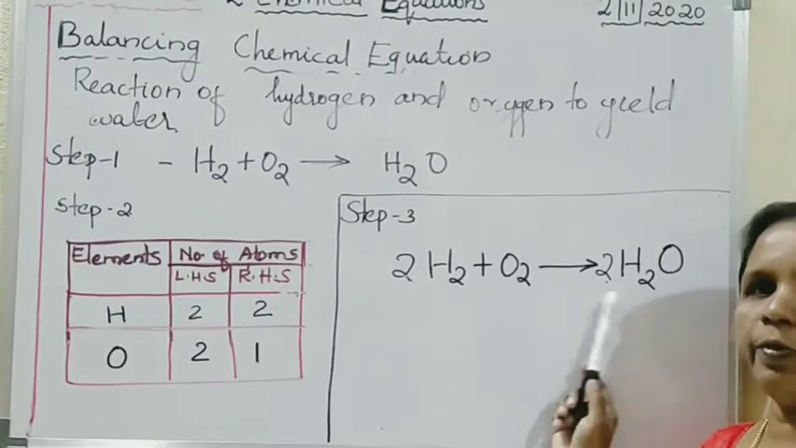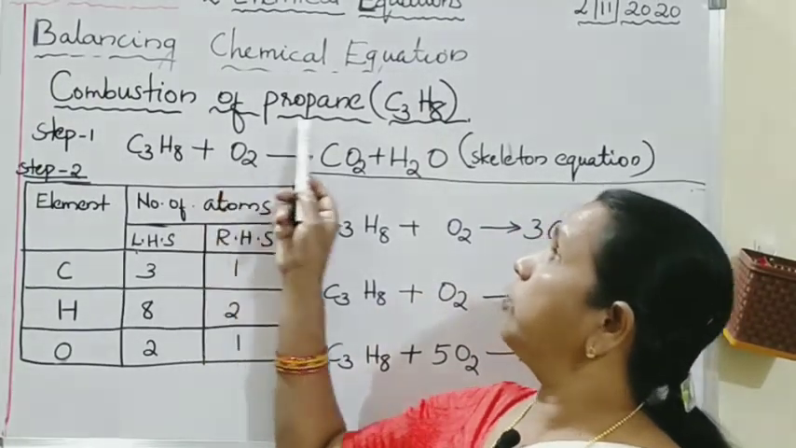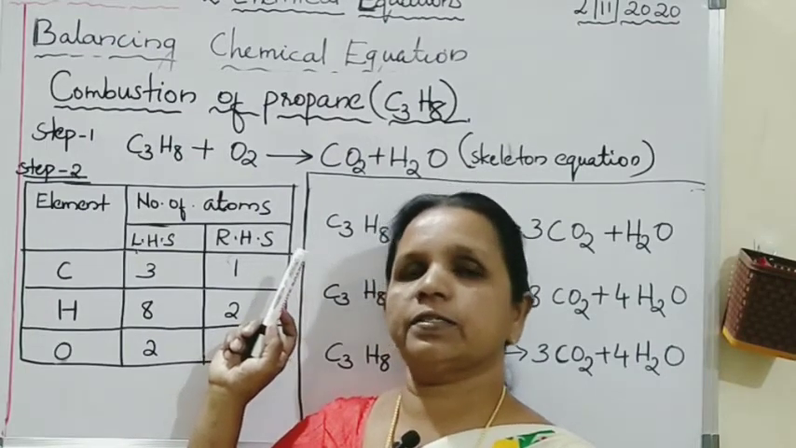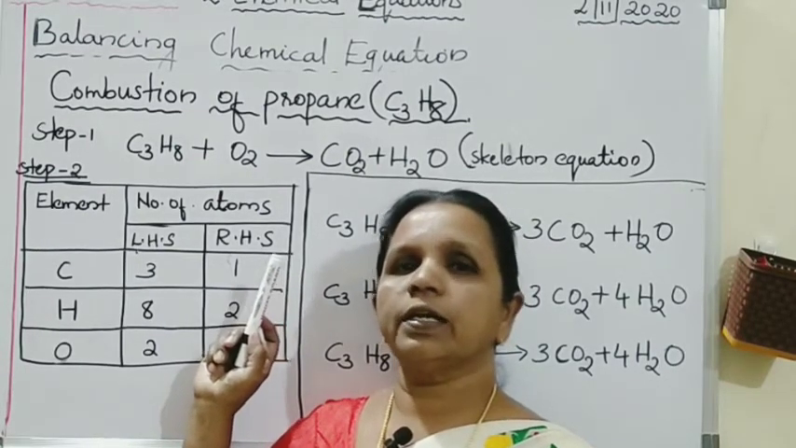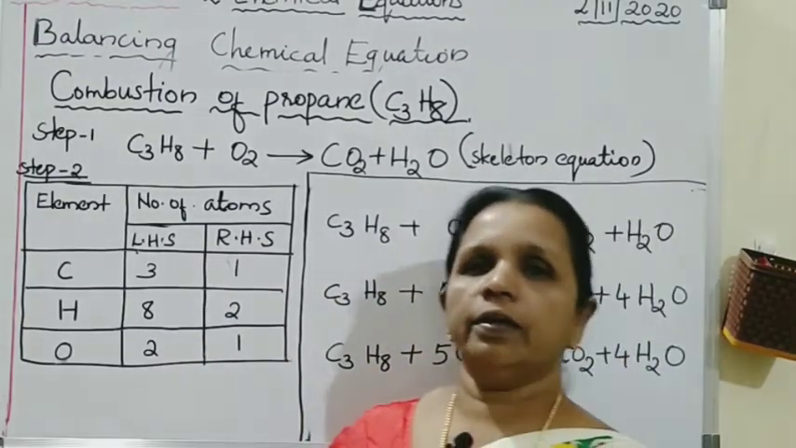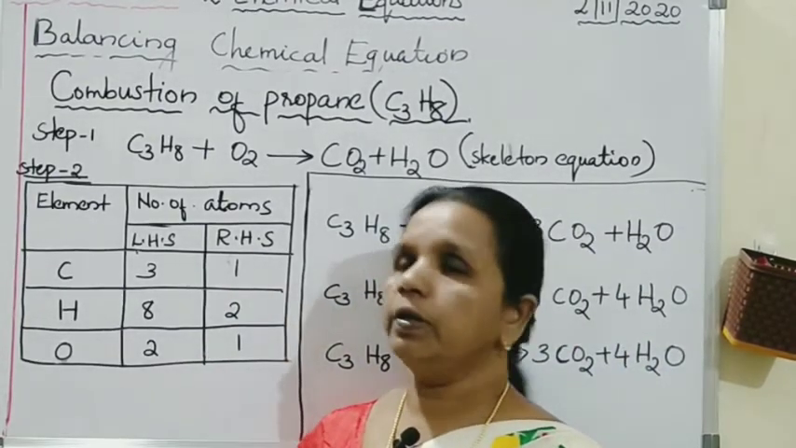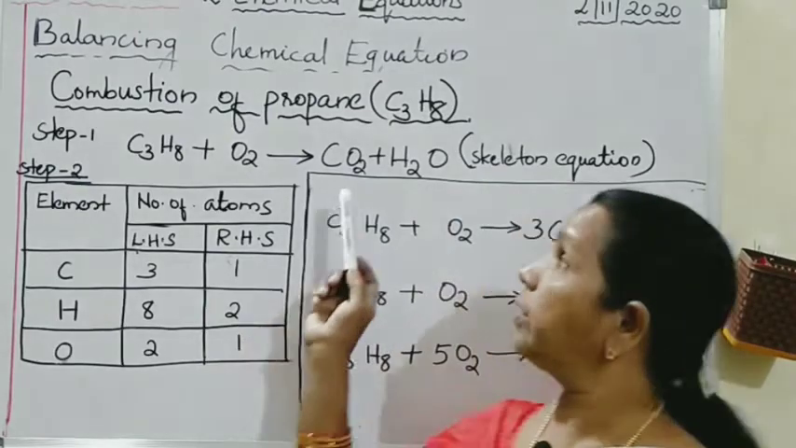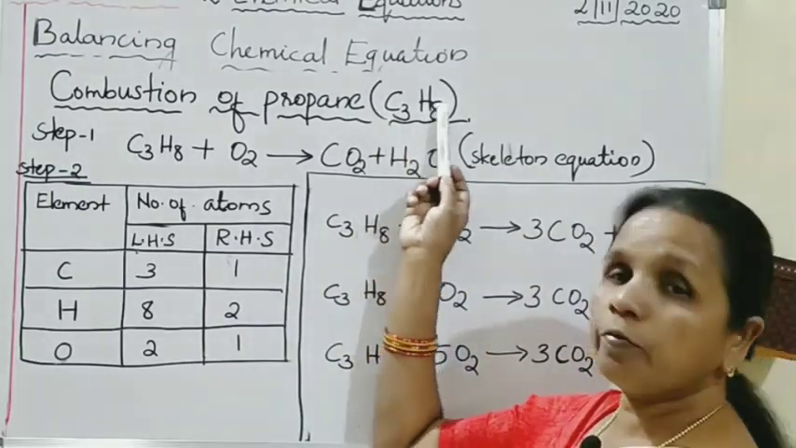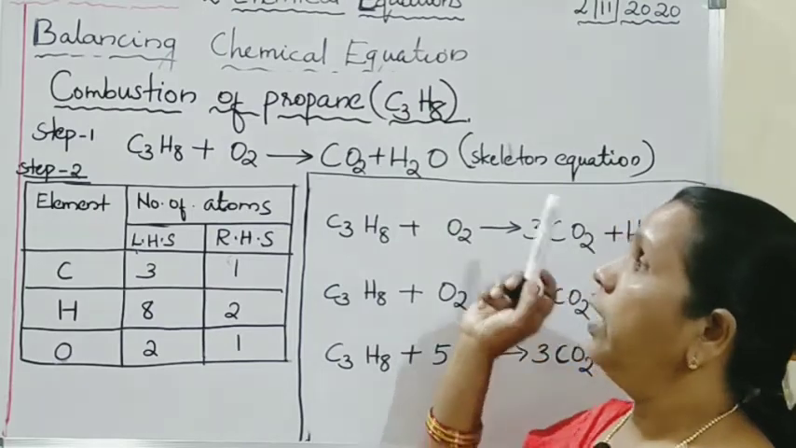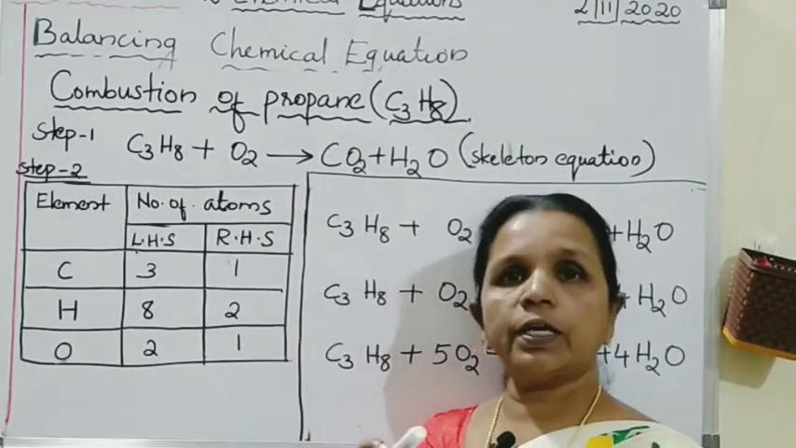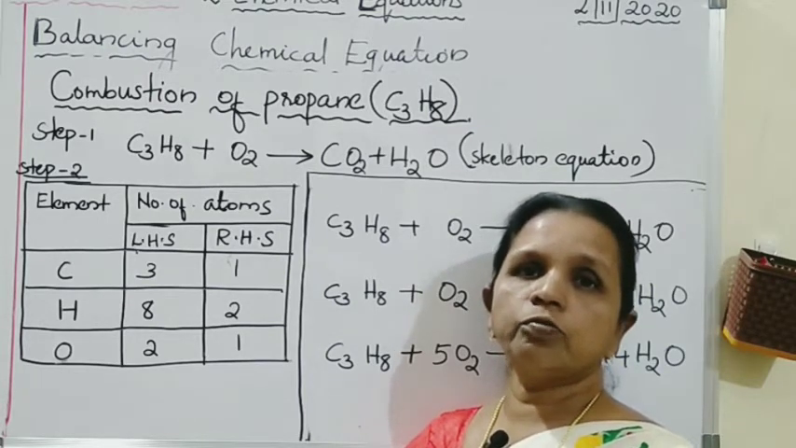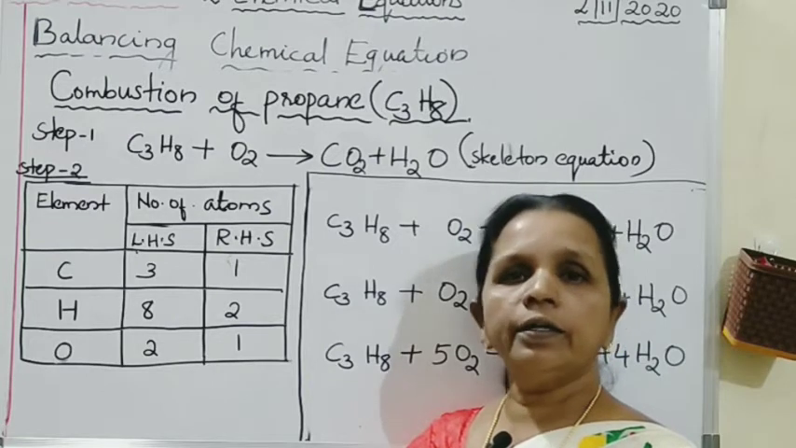Understood? Another example I will tell now: the combustion of propane. Combustion means burning of propane. Propane is a gas. It is a colorless, odorless gas and it is used for heating and cooking purposes. Its chemical formula is C3H8. It is a hydrocarbon, containing only hydrogen and carbon atoms. Colorless means color is not there, odorless means smell is not there.